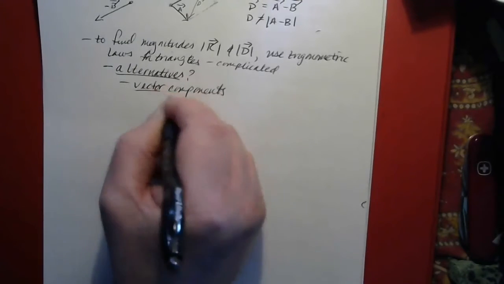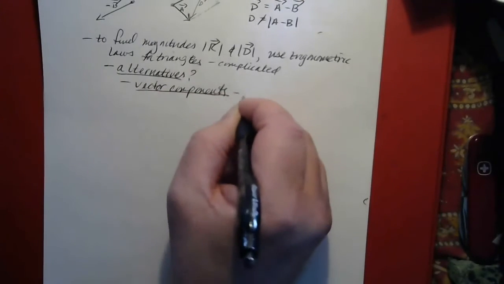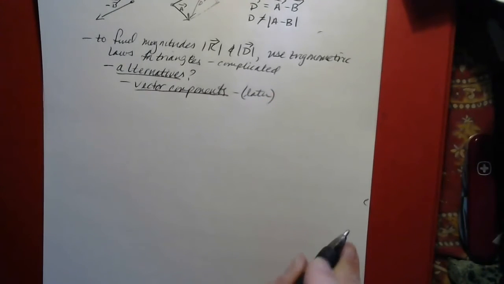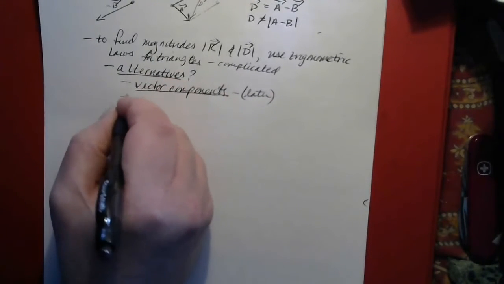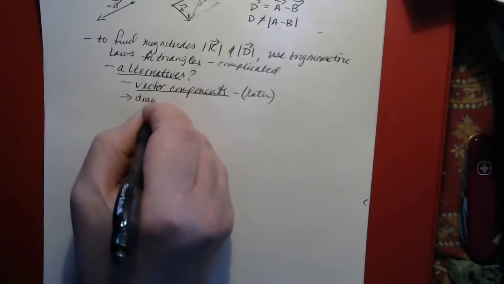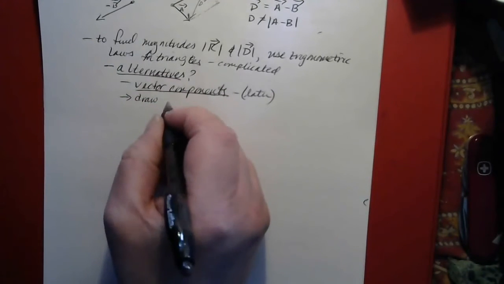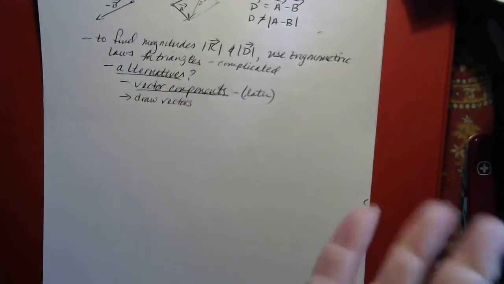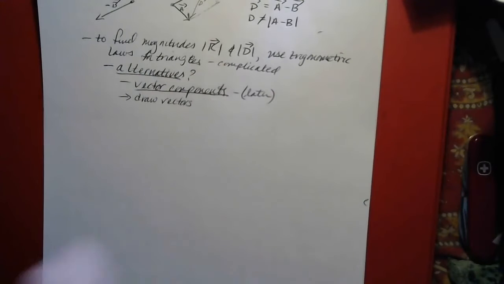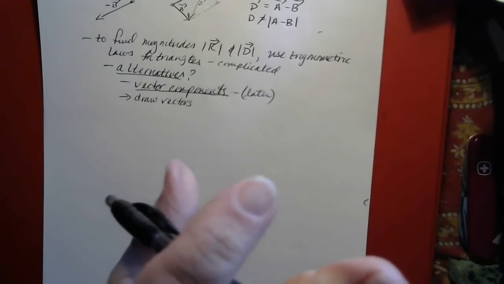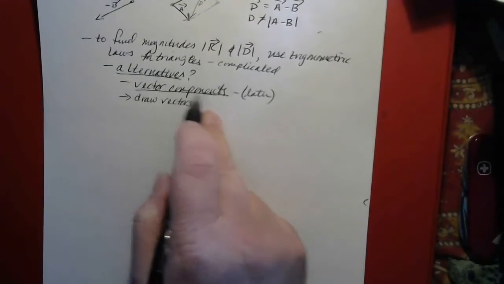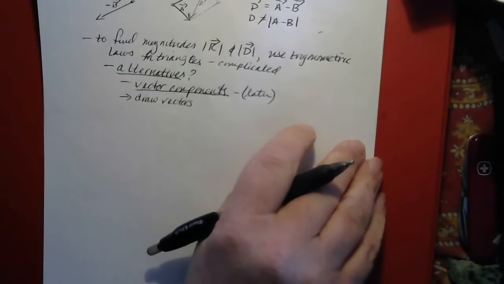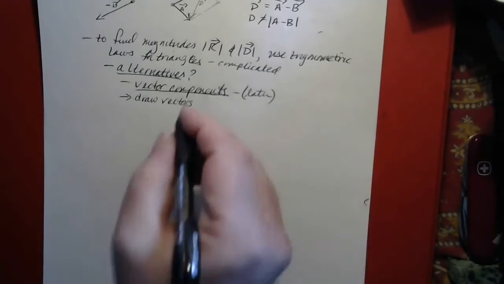Well, one alternative would be vector components, and we'll cover that a little bit later. The one we're going to look at right now is drawing the vectors to scale. In other words, the geometric approach, where you have to be really careful, and even so, the answer you get is probably not going to be as accurate as you would get by using components. But we'll take a quick look anyway at actually drawing it to scale.